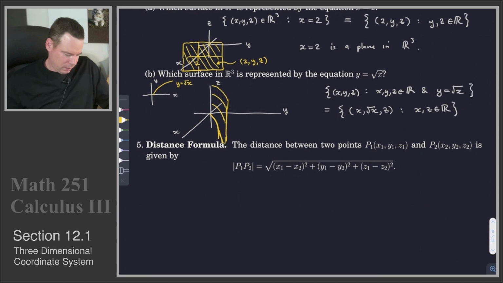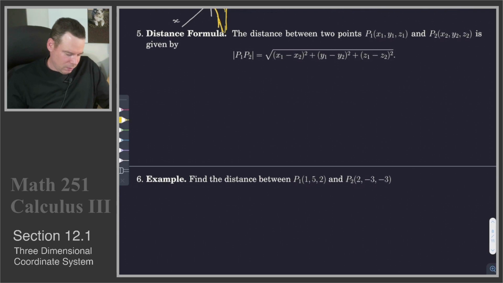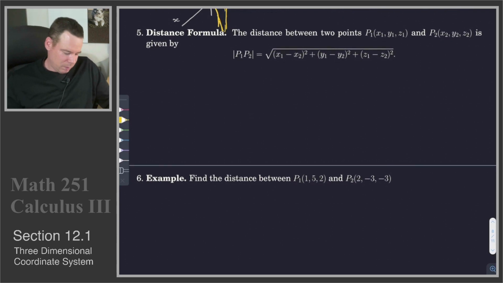All right, now let's have a look at some more objects. So how about the distance between 2 points in space? Well, if I have a point P1 and a point P2, how do I find their distance? Well, the distance is given by the difference of their x component squared plus the difference in the y component squared plus the difference in the z components squared.